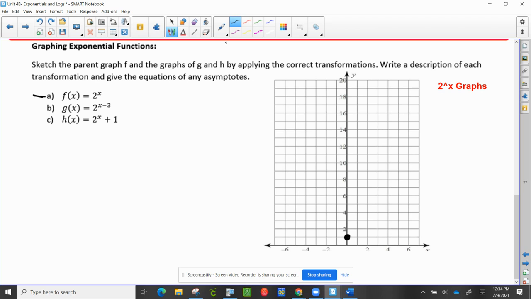I'm going to do this one in black. And it always has an asymptote at the x-axis. So now all you have to do is put in the curve. Now since it's 2 to the x, would 2 to the x be growth or decay? Well, 2 we know is bigger than 1, right? So 2 would be a growth function.